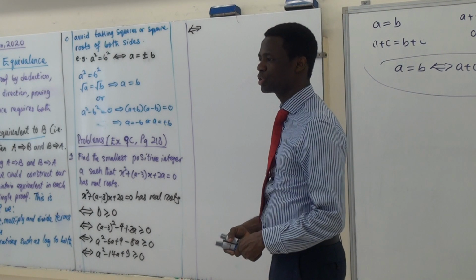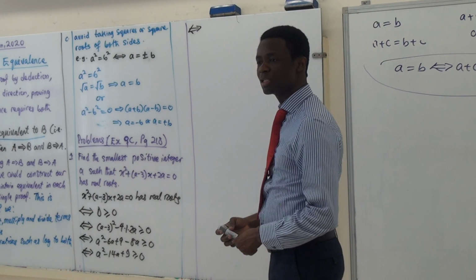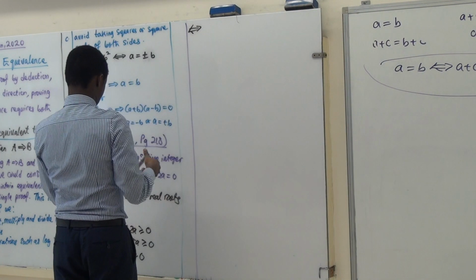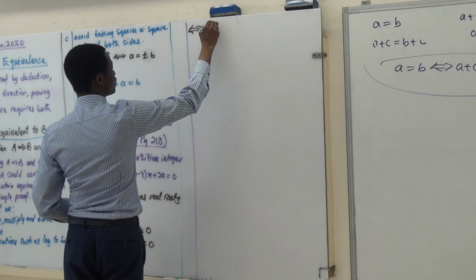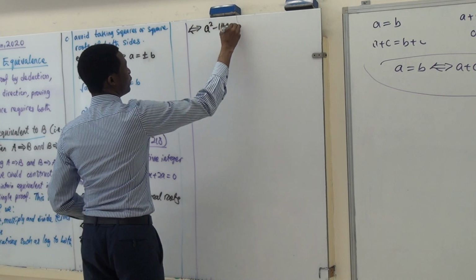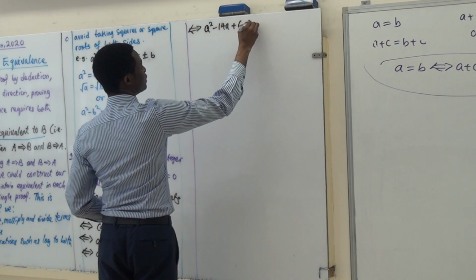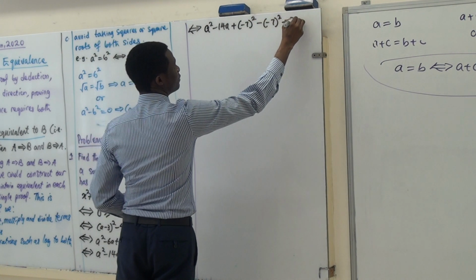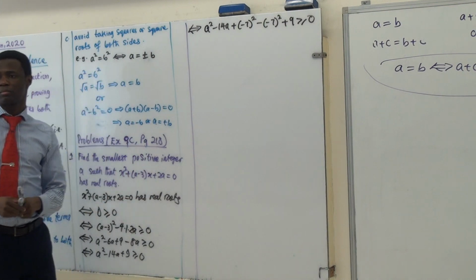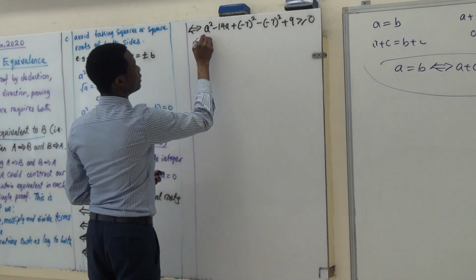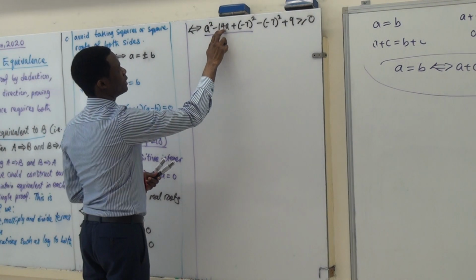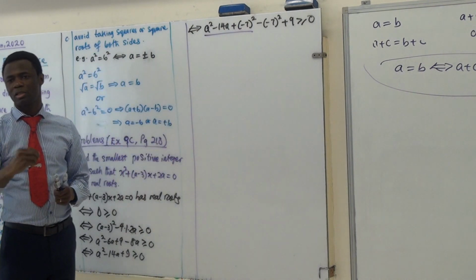So the best thing is to use completing the square. Does everybody know how to use completing the square? So this is equivalent to a squared minus 14a. You will need to add half square of this, and of course you subtract it immediately, so it looks like you haven't changed anything. Knowing fully well that this is a perfect square. Half of this squared, that's what you had, and subtract.